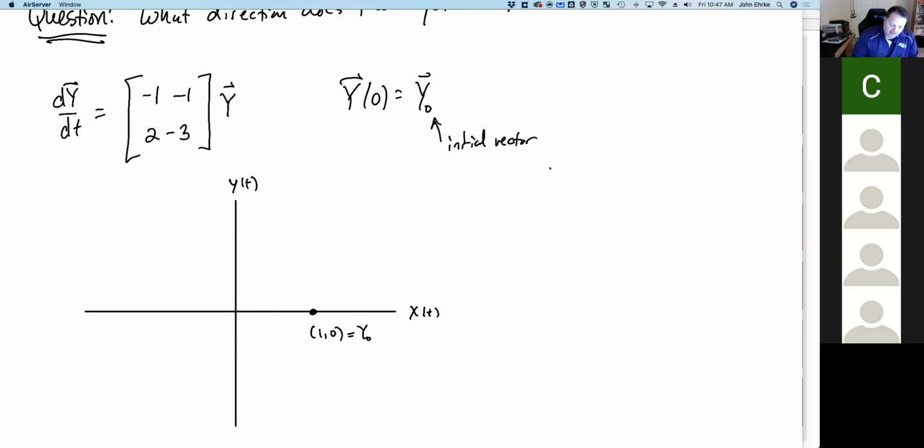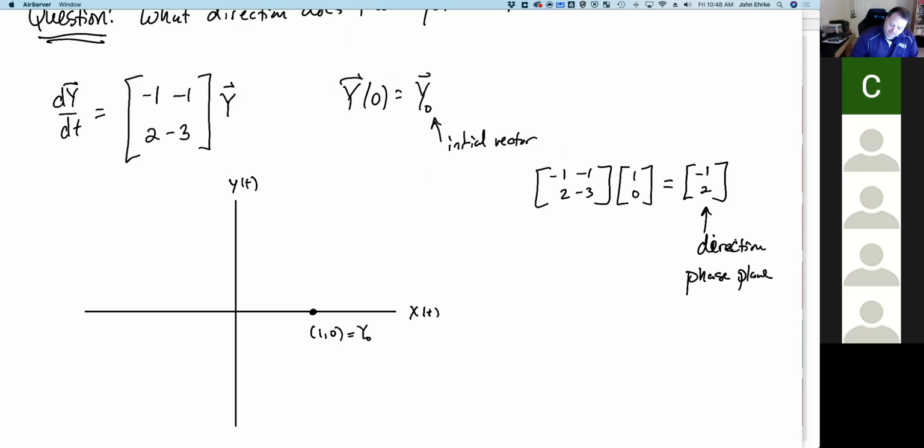So if I have -1, -1, 2, -3, and I'm operating on an initial starting point of 1, 0, the system tells me, if I multiply that vector times the matrix, that's just going to pick off the first column, because it's 1 times the first column, 0 times the second column. So it's just going to pick off the first column. I'm going to get -1, 2. So this is the direction that the phase plane points in at the point 1, 0.